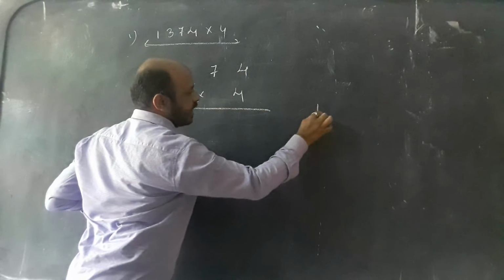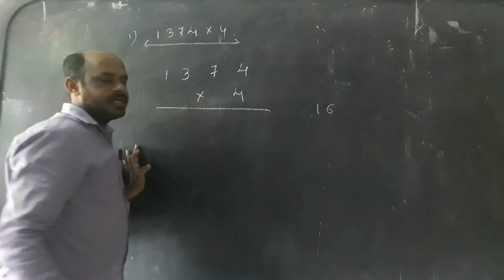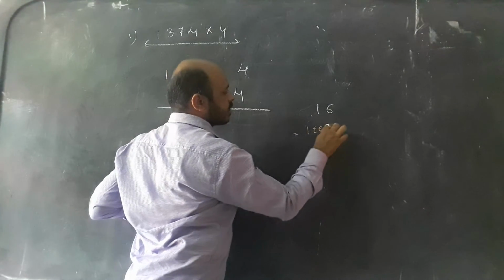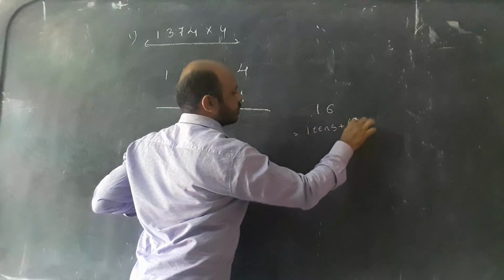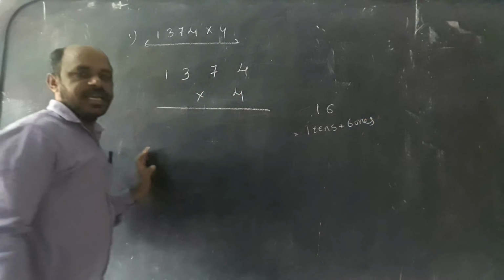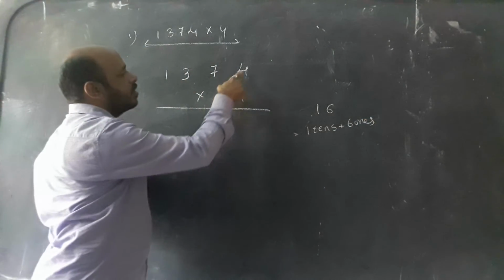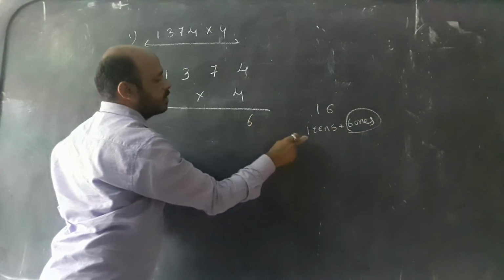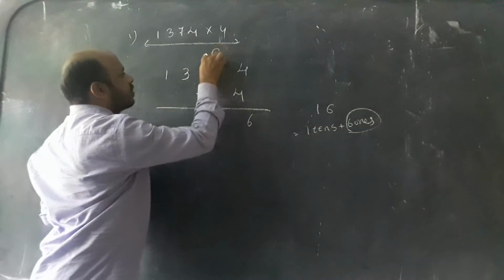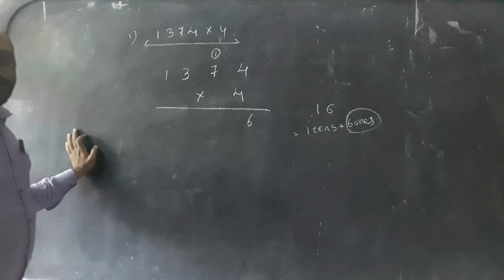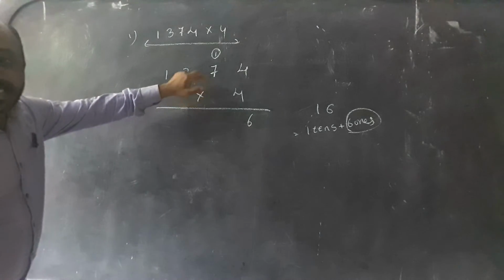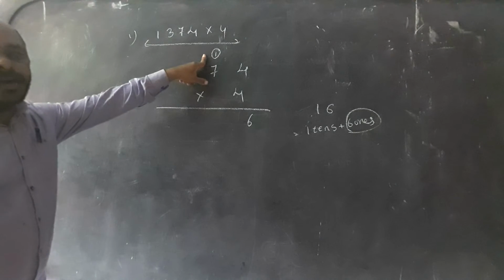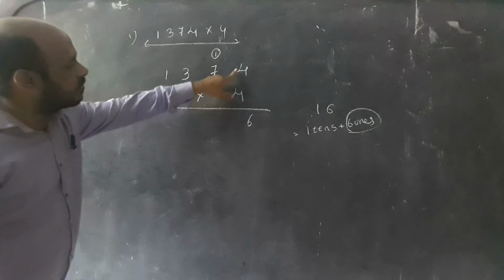4 4s are 16. 16 is a 2-digit number. In 16, there is 1 ten and 6 ones. We multiplied the ones place, so we write the ones digit down here. The tens digit is carried forward to the next number, which is the tens place. I will carry this ten up onto the 7. Next, the ones place is completed.